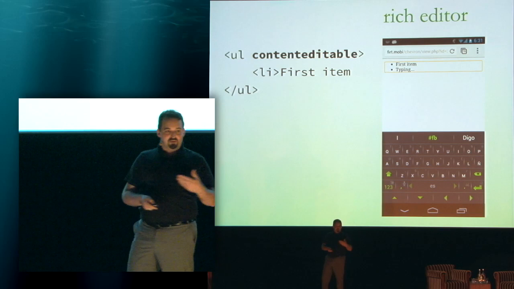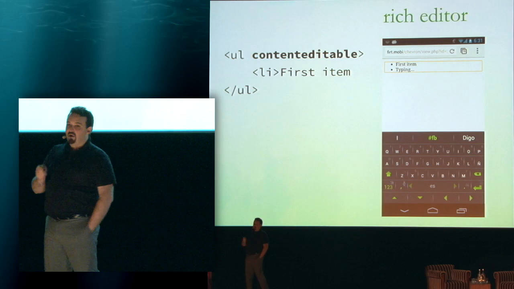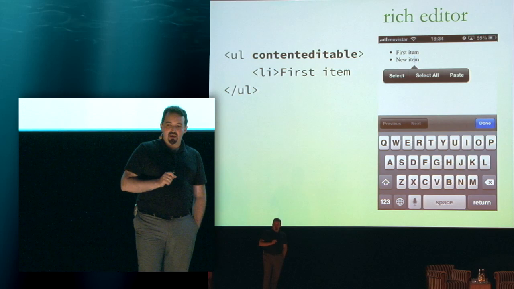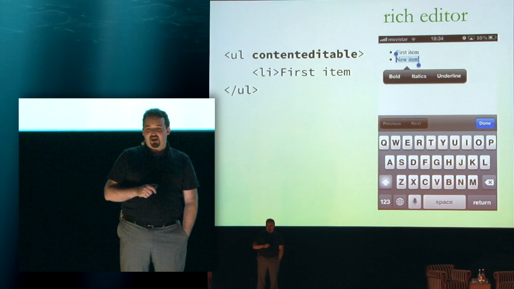But the important part I want to show you is what is happening on iOS. Let me show you. On iOS, it's working. I can add more items. But look what's happening when I make a selection. I have a nice menu, right, where I can use bold, italics, and underline. So that looks better on the iPad, right?